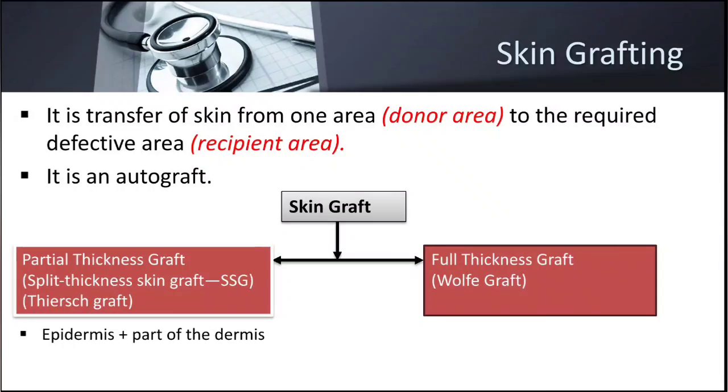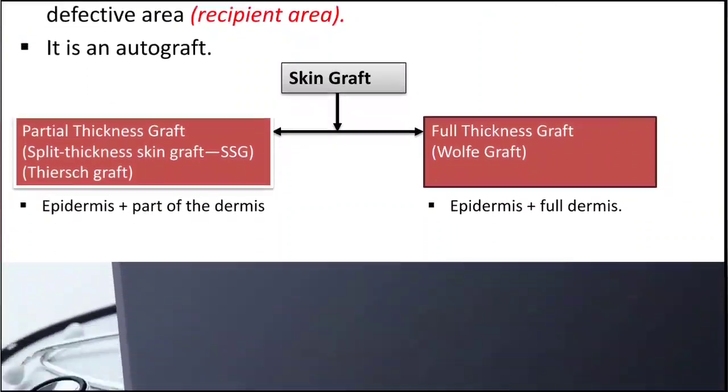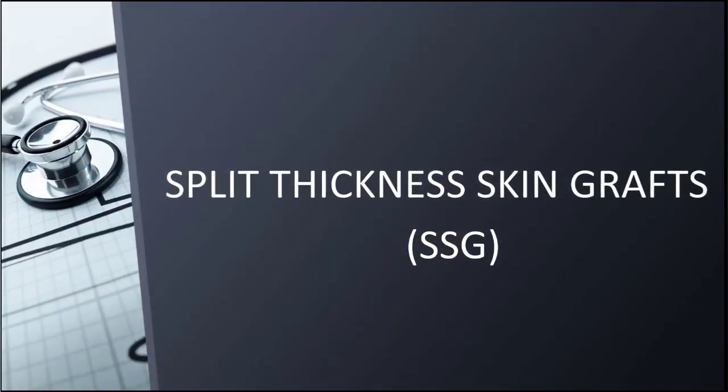In split thickness graft, there is epidermis plus only part of the dermis. In full thickness, we have epidermis plus full dermis. So partial is part of, we're just referring to the dermis here. In both of them, we have the epidermis, right? So partial thickness, part of the dermis. Full thickness, full dermis. Right, so let's continue with the partial thickness grafts. This is very important because most of the grafts you see being performed are actually split thickness grafts.